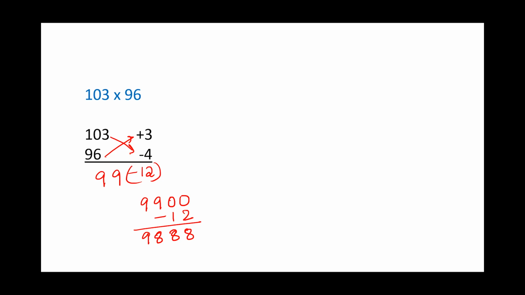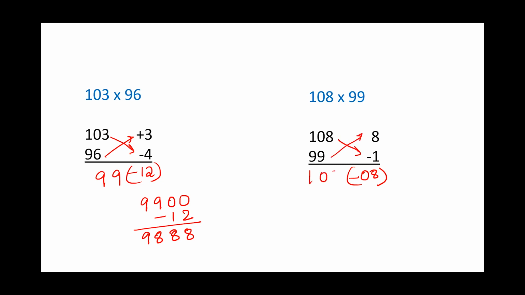Now try this method on your own over here. 108 into 99. You can pause the video, solve it and check your answer. So 108 is plus 8 and 99 is minus 1. So 8 into 1. Now base is 100. So you have to have 2 digits here. So you don't write 8, you write minus 8. Base is 100, so you have 2 places here. 108 minus 1 or 99 plus 8. Either way, you get 107. Now remember, what will be your final answer?